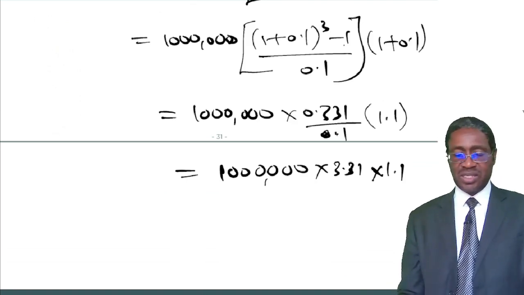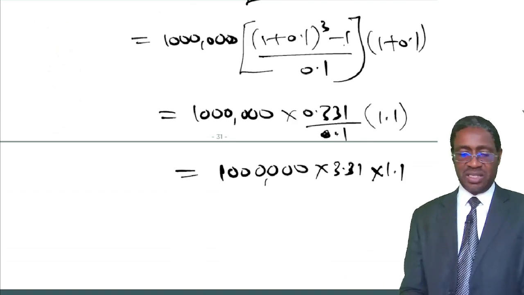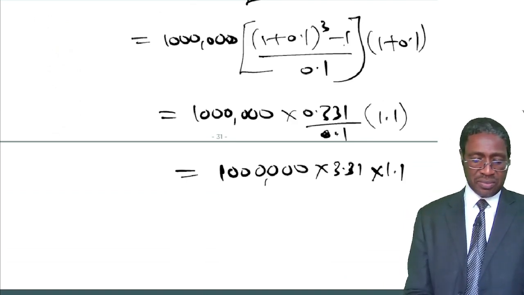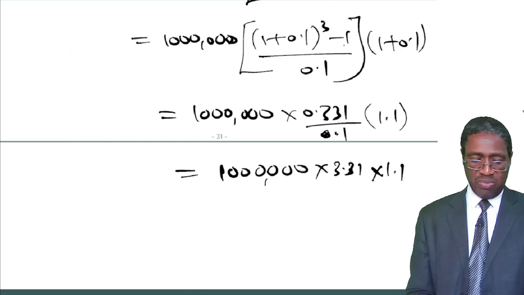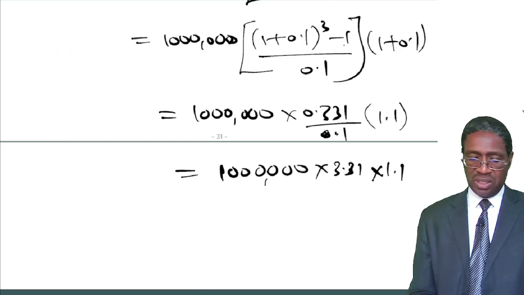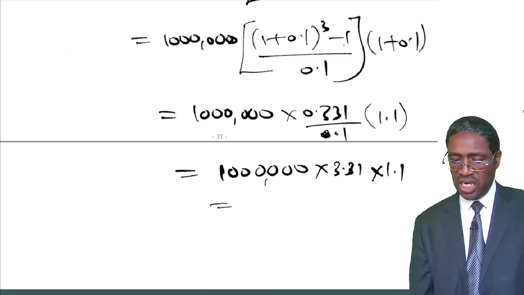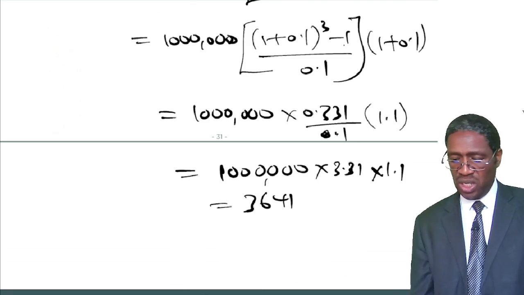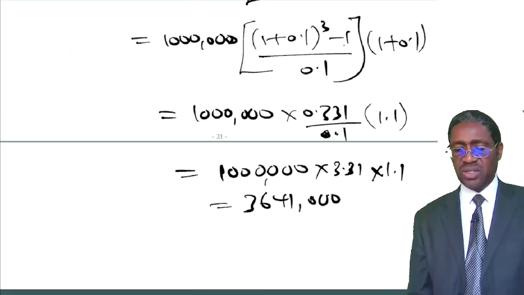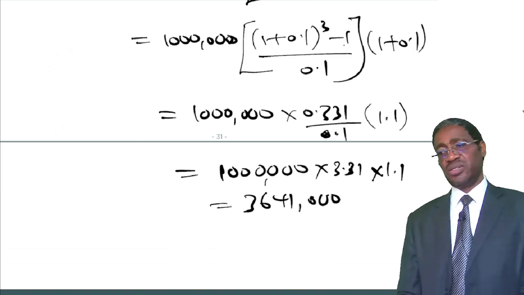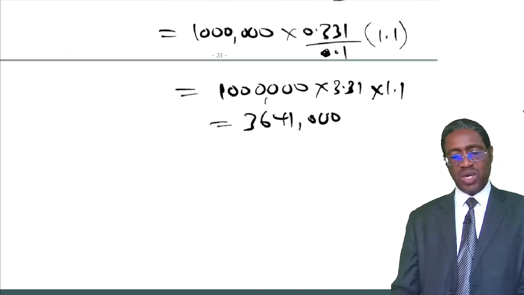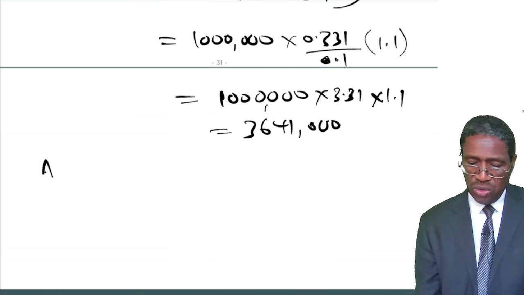Good. Let's do that. What am I getting? This will be 1 million times 3.31, multiply that by 1.1. So I'm getting an amount of 3,641,000.